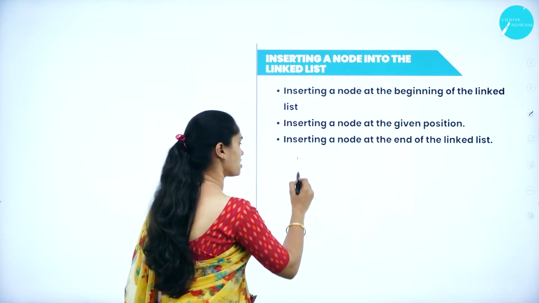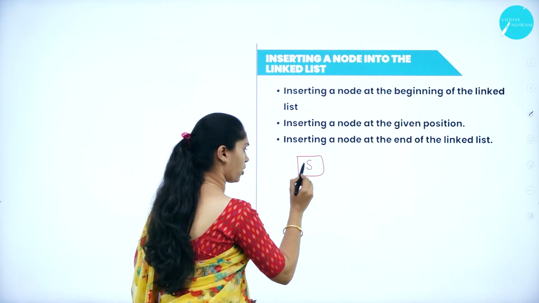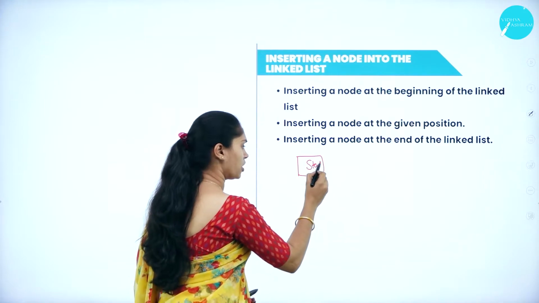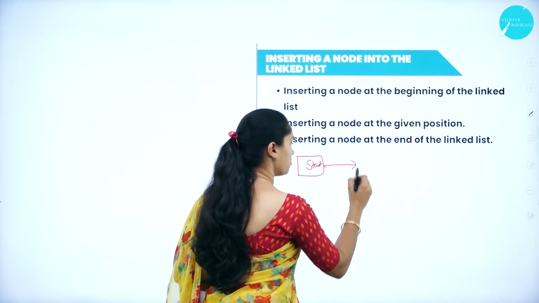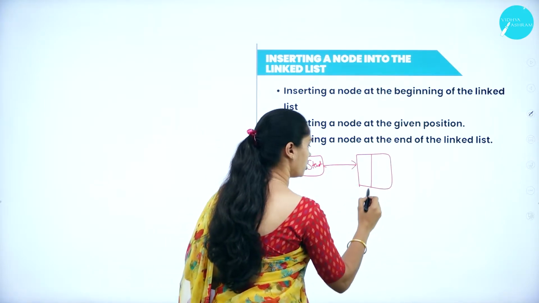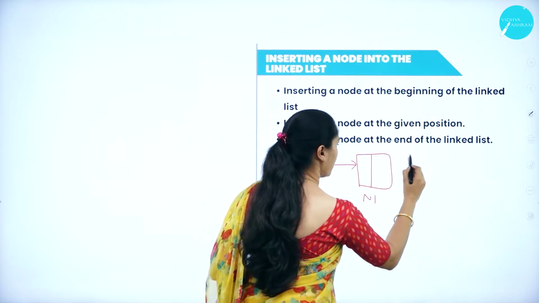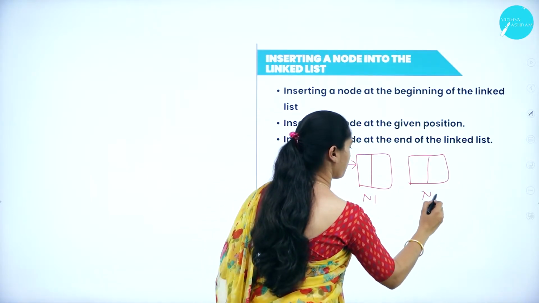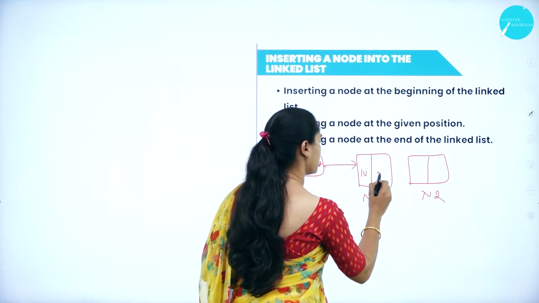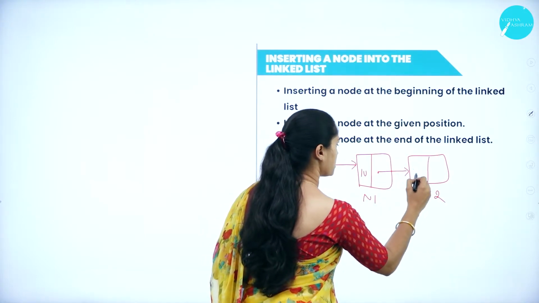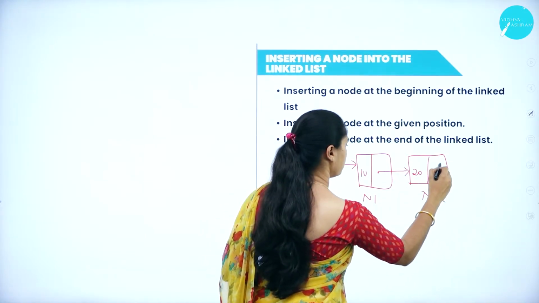For example, consider this is a start pointer. This will point to the memory address of the first node, and here I have node 2. Consider 10, and this will hold the address of the second node. This is 20, and it is having null.